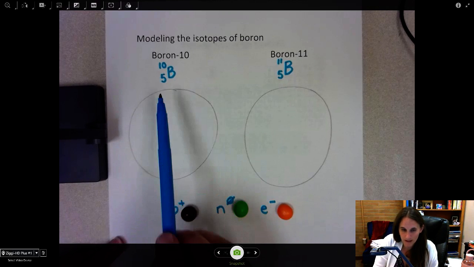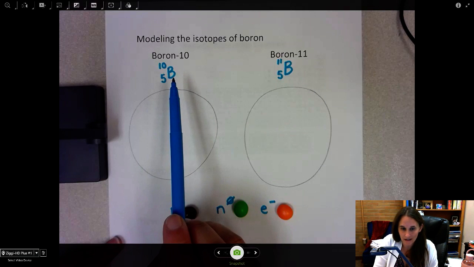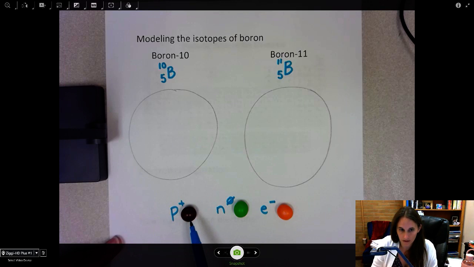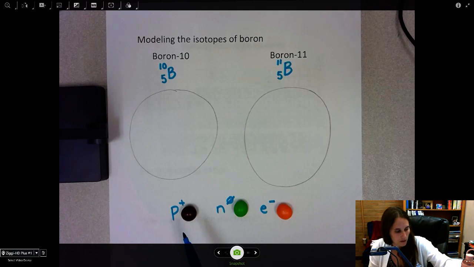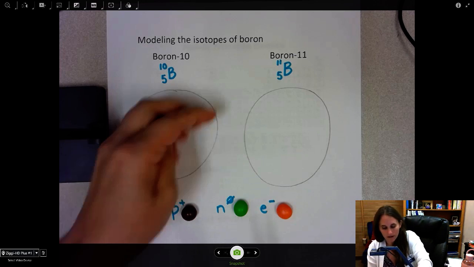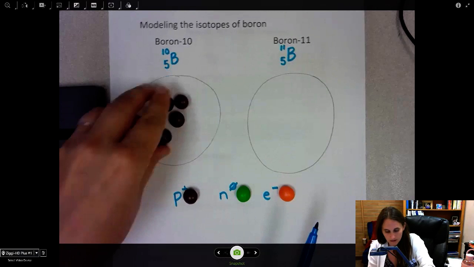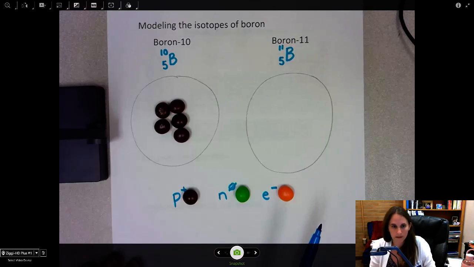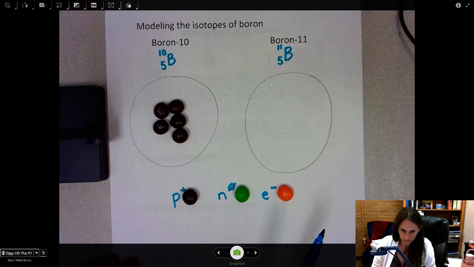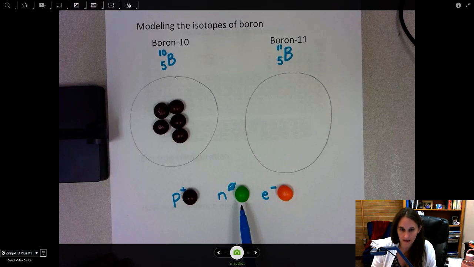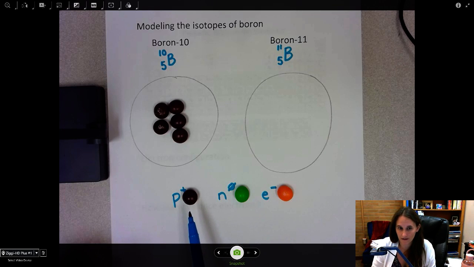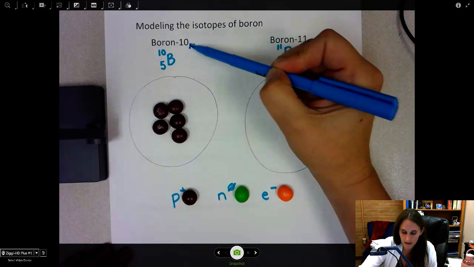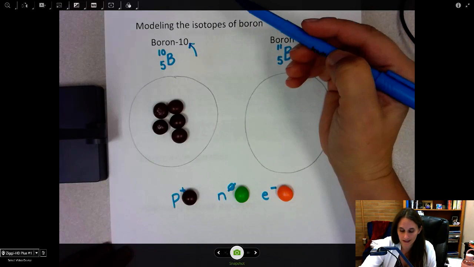So let's start with boron 10. For boron 10, we are going to need 5 purple Skittles, because that's its atomic number. So it has 5 protons in its nucleus, so I'm going to get 5, watch my Skittles, 5 purple Skittles, and that's going to represent the nucleus of my atom. And then I want to do my neutrons next. The neutrons and the protons together are what make up the mass of the atom. So this number here tells me that the mass of the boron particle is 10 AMU.